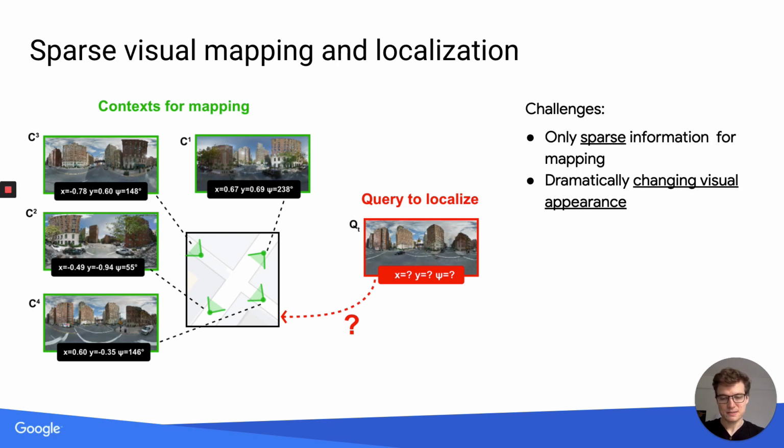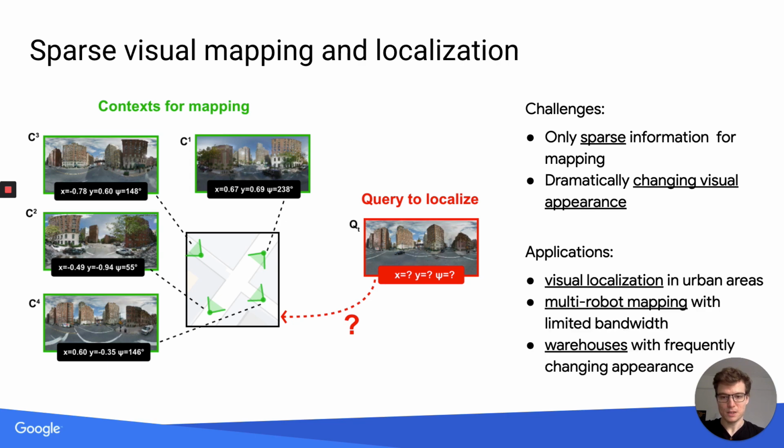What makes this task setting hard is that only sparse information is available to build a map. And even more importantly, the scene may look very different from the time of mapping and the time of localization. So, for example, cars and pedestrians may move, or the seasons or the weather may change, and so on. Similar tasks could arise in a number of other robotics applications as well, like multi-robot mapping or warehouses with frequently changing appearance.